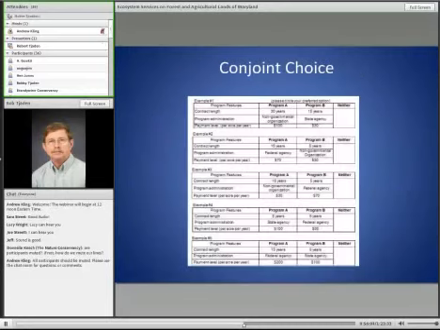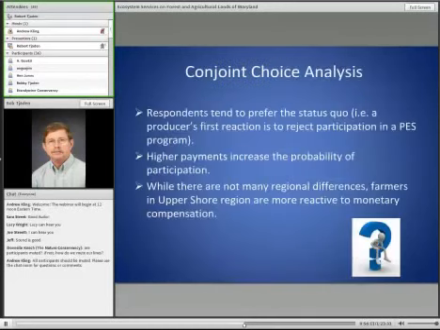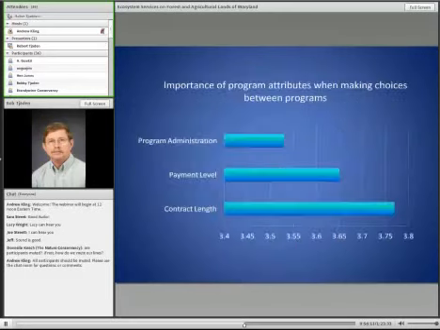Now I point out the scale here. This is still on a scale of 1 to 5, with 1 not very important and 5 very important. So all 3 came out as very important, above 3, but contract length came out the most important, followed by payment level.